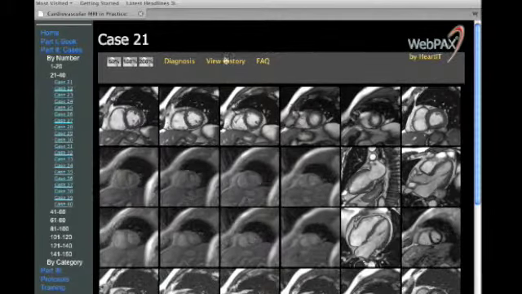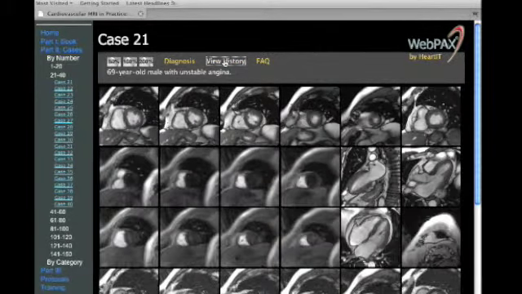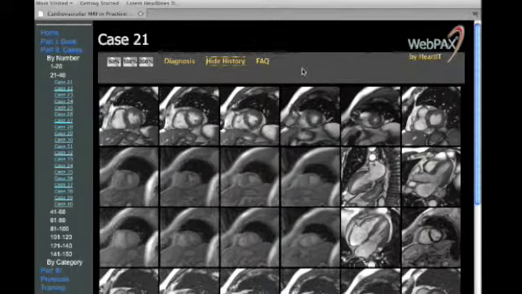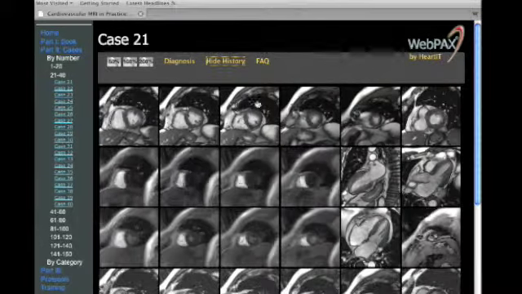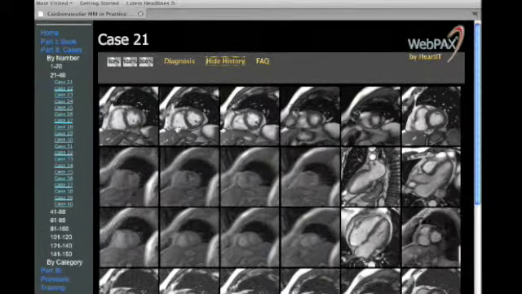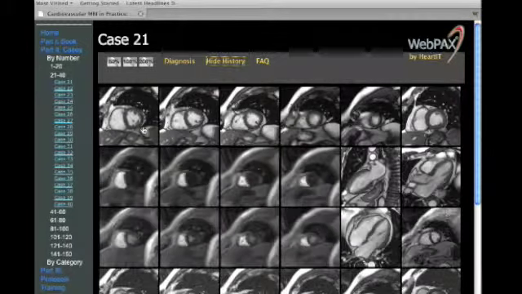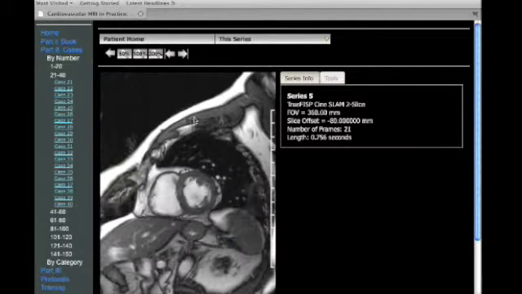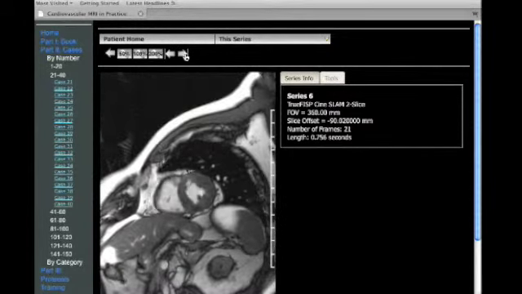Case 21 is that of a 69-year-old male with unstable angina. Review of the short axis images demonstrates that the overall wall motion is within normal limits, with perhaps slight hypokinesia of the anteroseptum and anterior wall at the basal level.